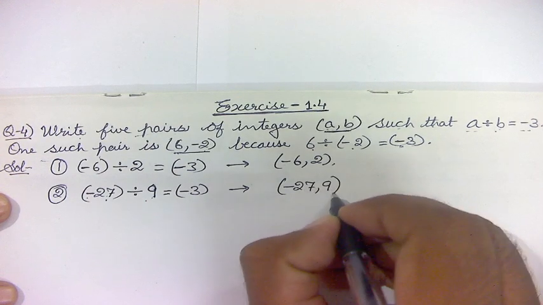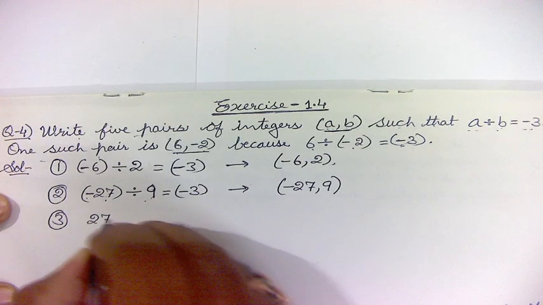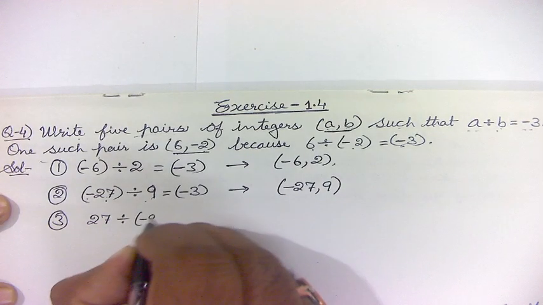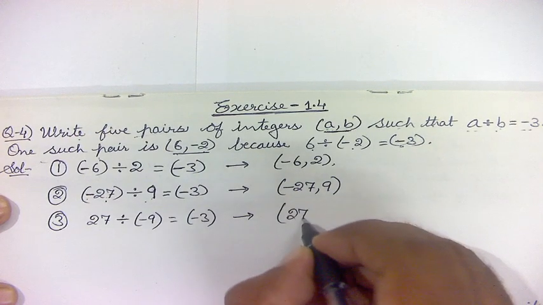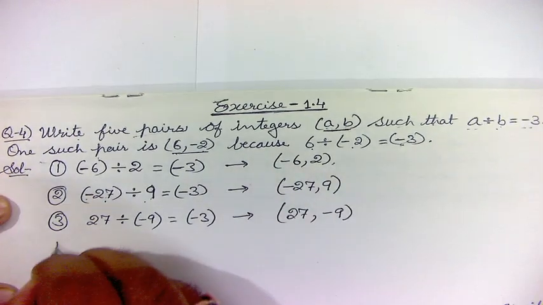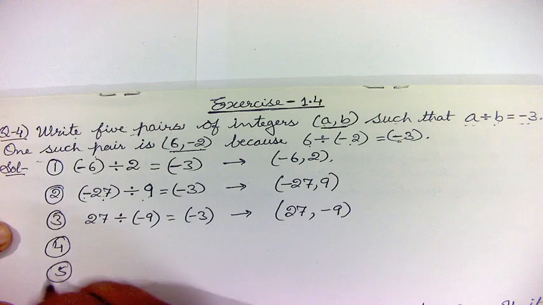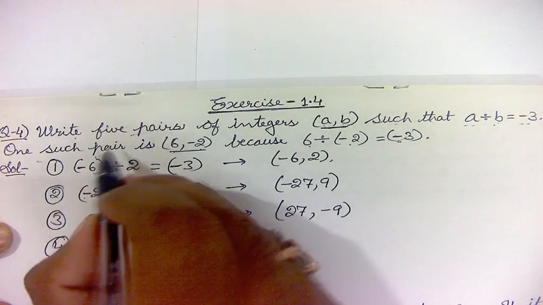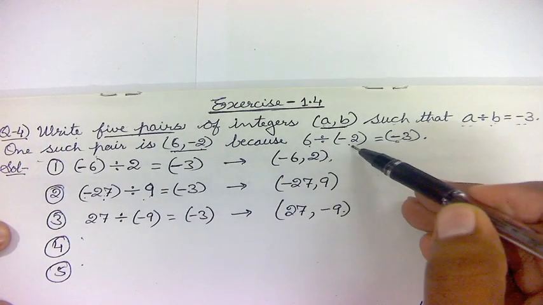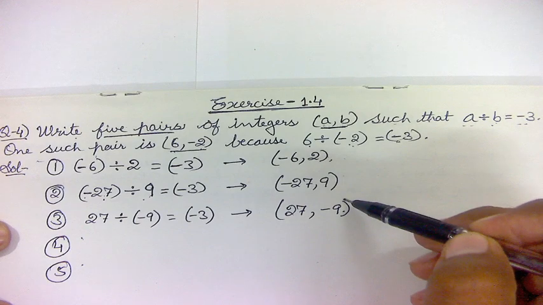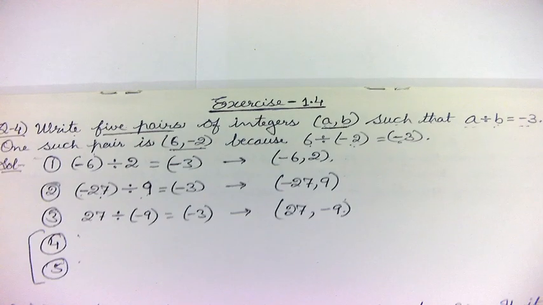Minus 27 and 9, and you can take the same with opposite signs. 27 divided by minus 9, that will also give you minus 3. So it is 27 and minus 9. In this way you can form any number of pairs. So you have to write 2 more pairs because you are asked to write 5 pairs. So 3 I have given you, 1 is given in the question. Other than that 3 more are written, and now 2 more are to be written, and that you will do yourself. Hope you can do it.